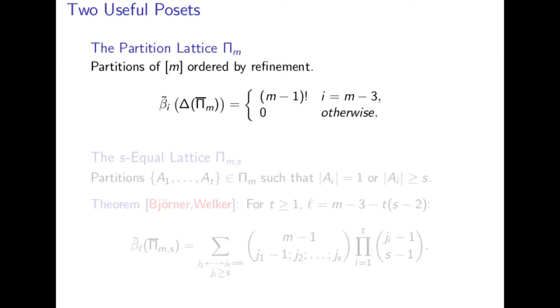One example is the lattice of partitions. You take partitions of the set [n] into parts, and you order them according to refinement. So if a partition is more delicate than the other, then it's, say, less than the other. Then beta_i is, at the top dimension, which is n minus 3, equal to (n minus 1) factorial, and otherwise it is 0. Okay?